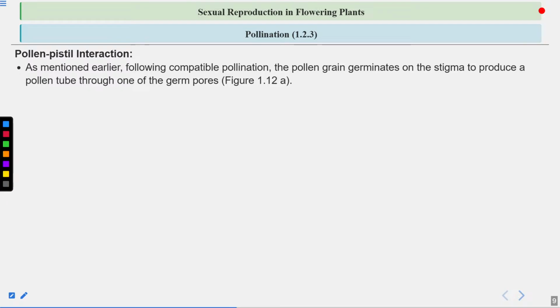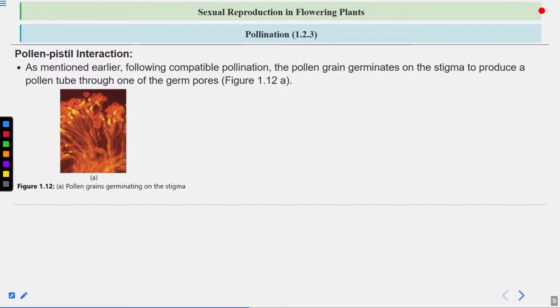So as mentioned earlier, following compatible pollination, the pollen grain germinates on the stigma to produce a pollen tube through one of the germ pores. Here you can see there are so many pollen grains germinating on the stigma. Yesterday, one of the students asked me that there are so many pollen grains that fall on the stigma and they germinate, but do all of them reach the embryo sac and do the process of fertilization?